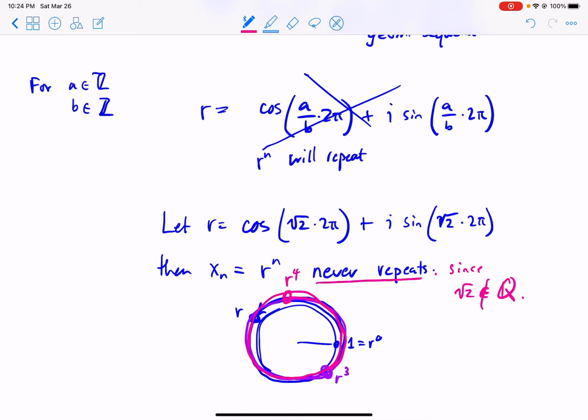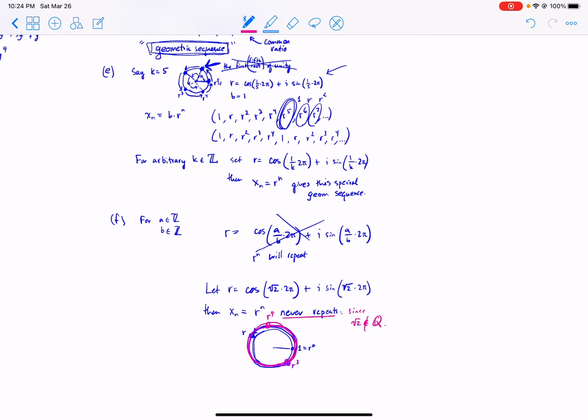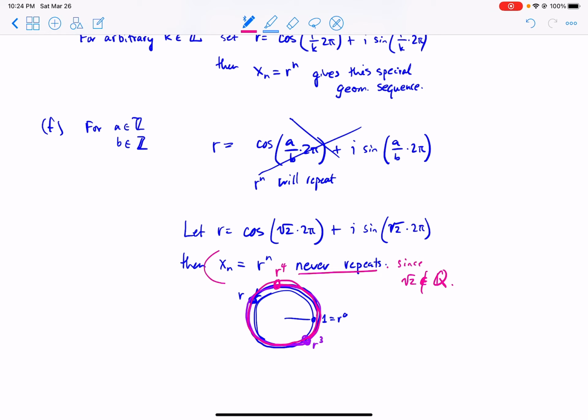Okay. Think about that. That's super interesting. Totally not obvious, but if you just keep computing more and more of these r to the n's, you'll get a sequence that fills up the unit circle. It fills the unit circle, but never repeats. That's kind of cool.